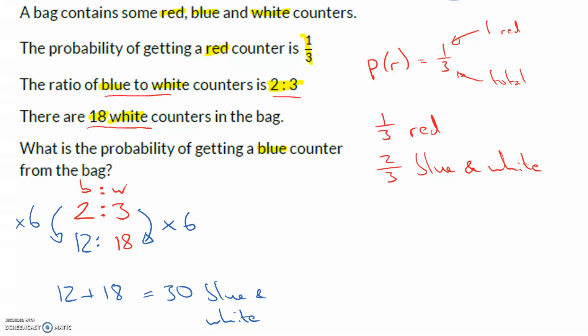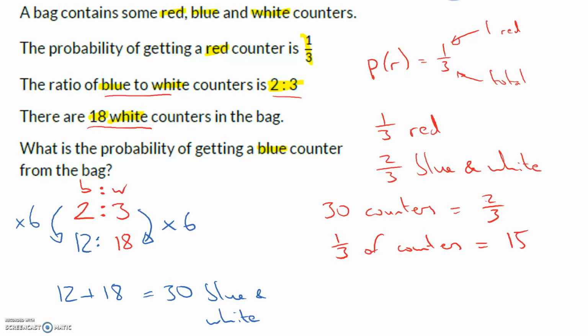Right, and we know that 30 are blue and white, so 30 counters must equal 2/3 of the total in the bag, because 30 counters are blue and white, and 2/3 of the counters in the bag are blue and white. So 30 counters is worth 2/3. So 1/3 of the counters must be half of 30, because 30 is 2/3, so 1/3 is going to be half of that. 1/3 of the counters must be 15.